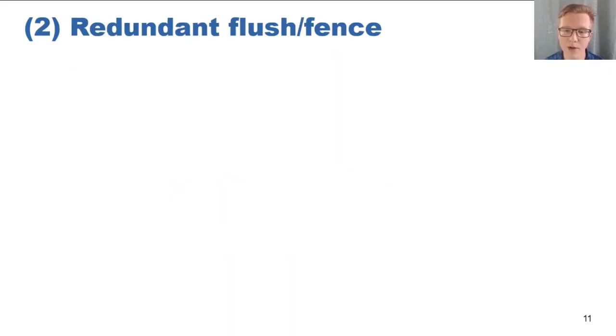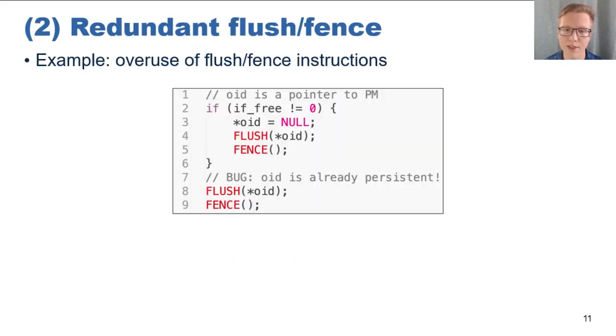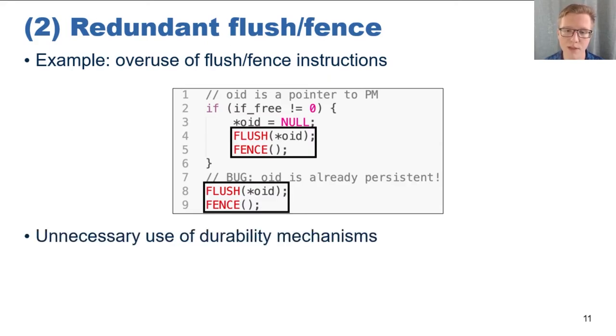The second pattern we codify is the redundant flush and fence pattern. Here we look at a similar example. In this example, OID is properly made durable, but then redundant durability mechanisms are issued after the update has already been made durable. These redundant mechanisms are therefore unnecessary and serve no purpose.